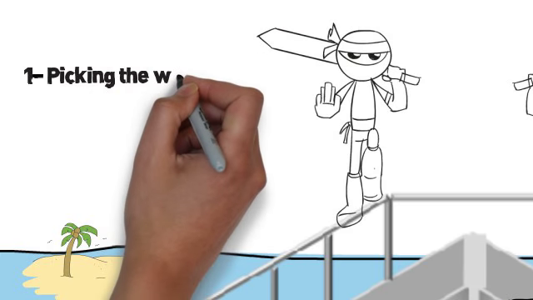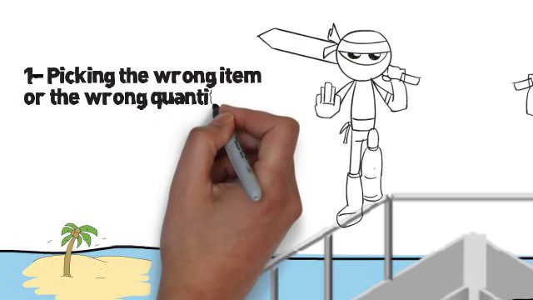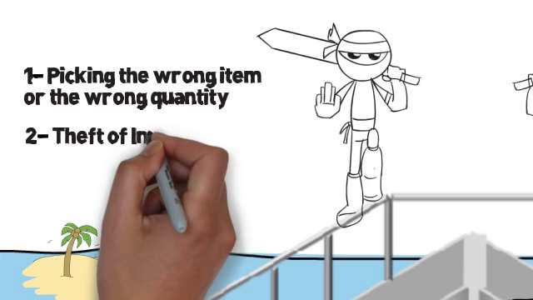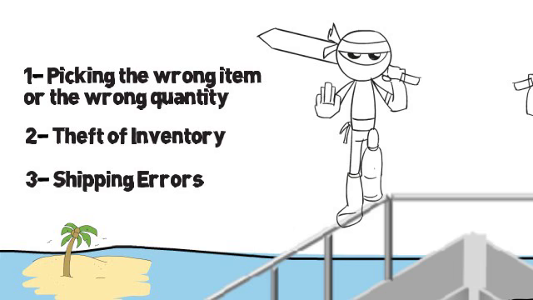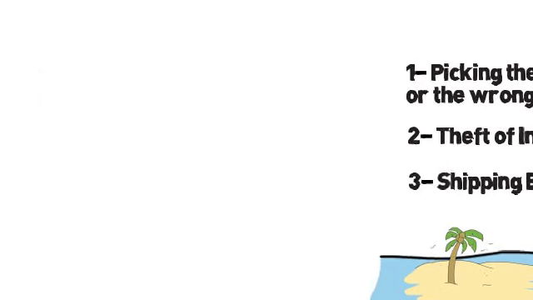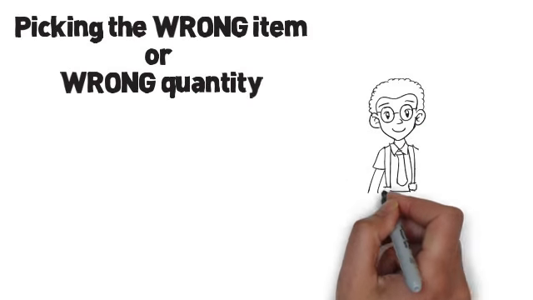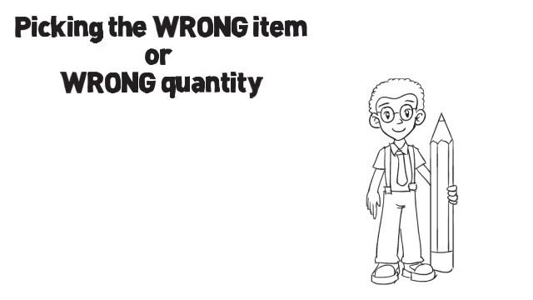The first threat is picking the wrong item or the wrong quantity. The second is the theft of inventory, and the third is the possibility of shipping errors. Let's look at the first one, picking the wrong item or the wrong quantity.